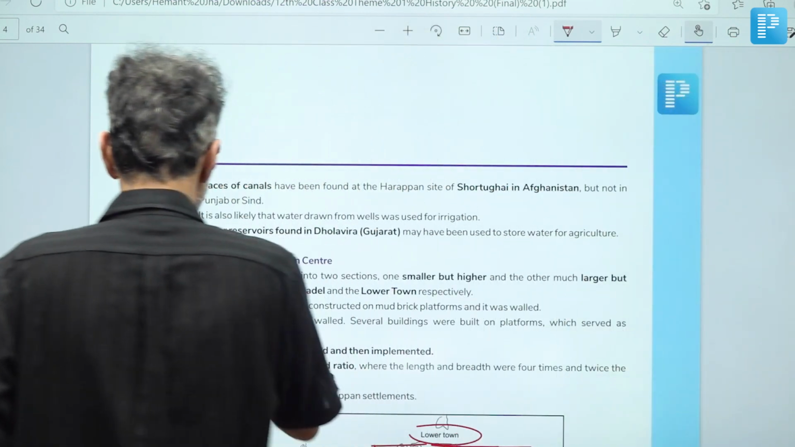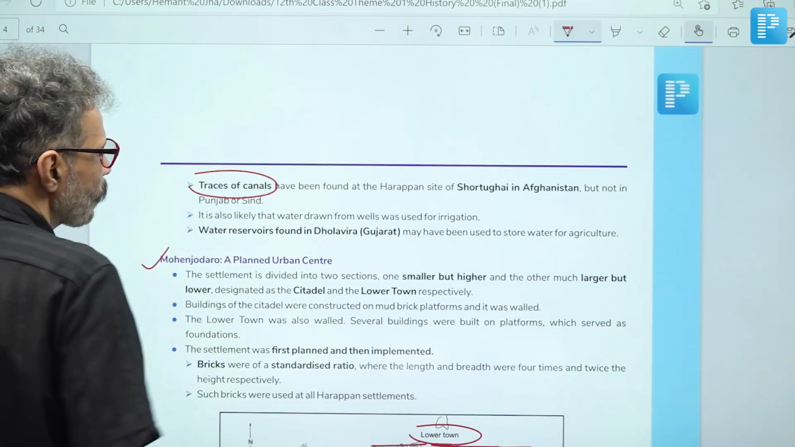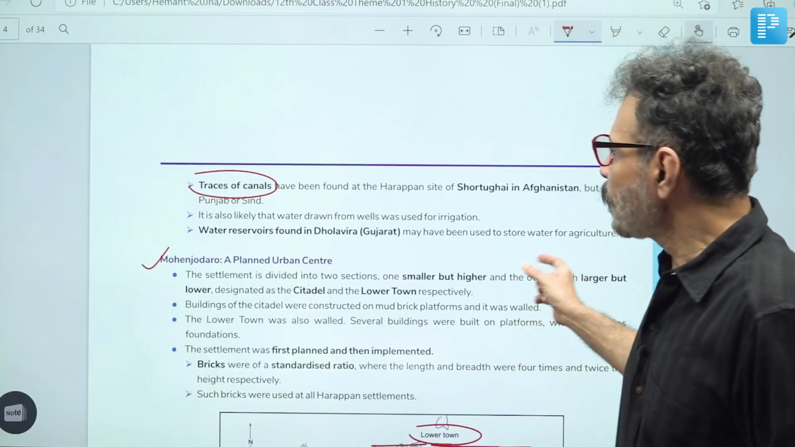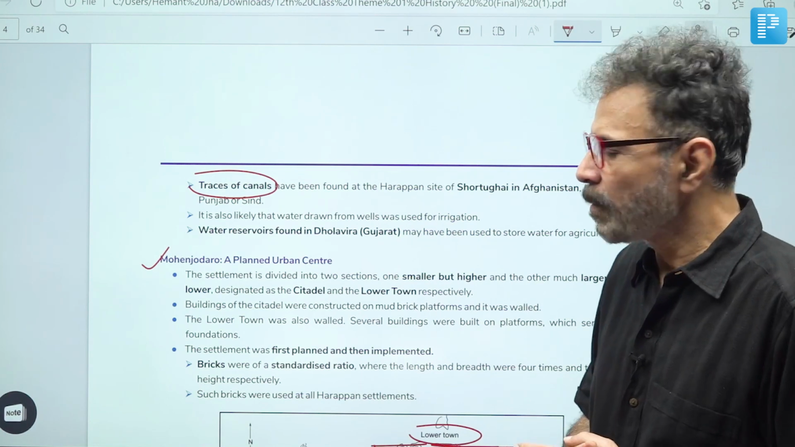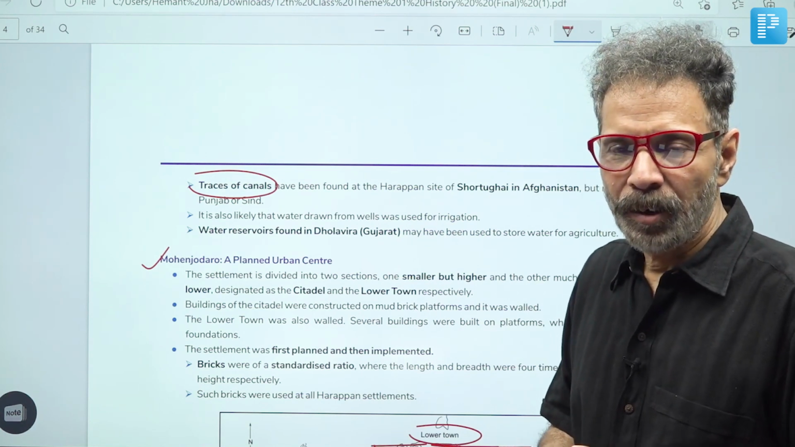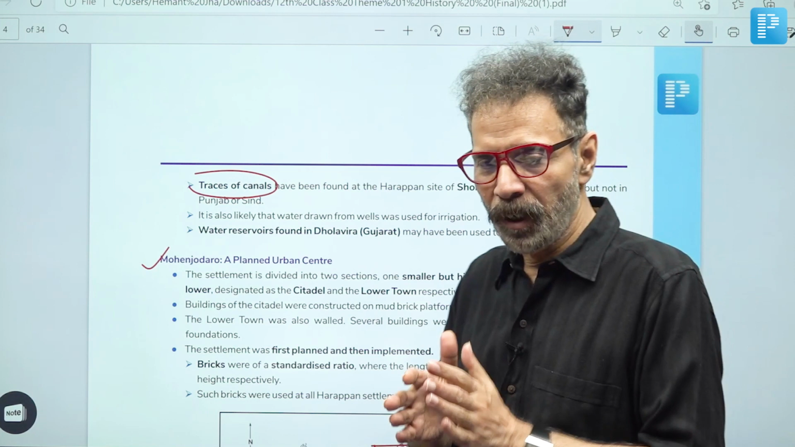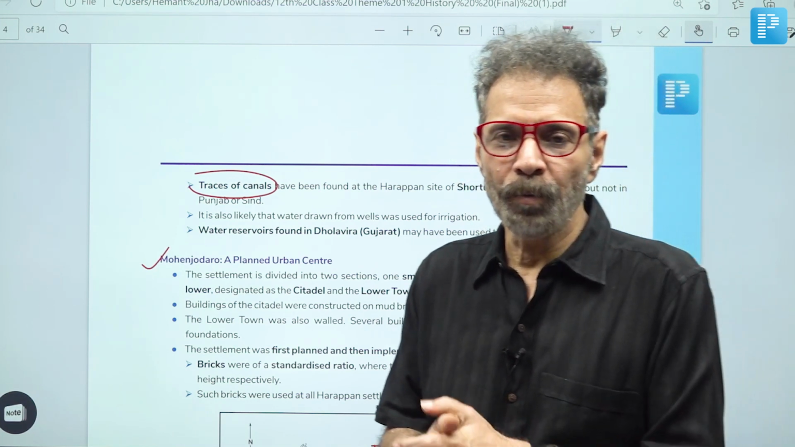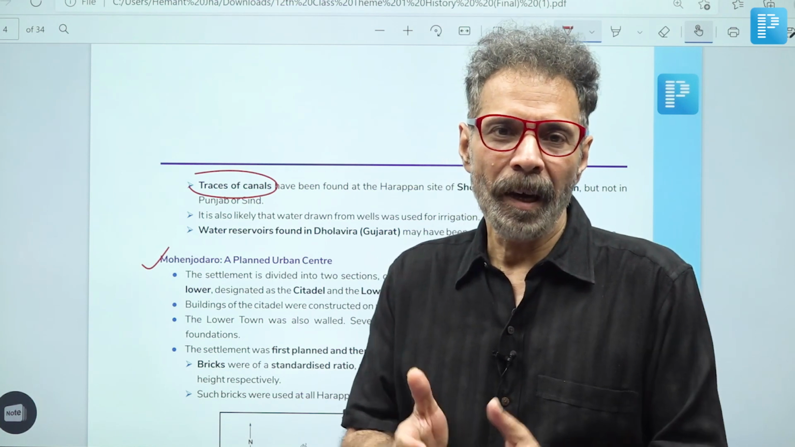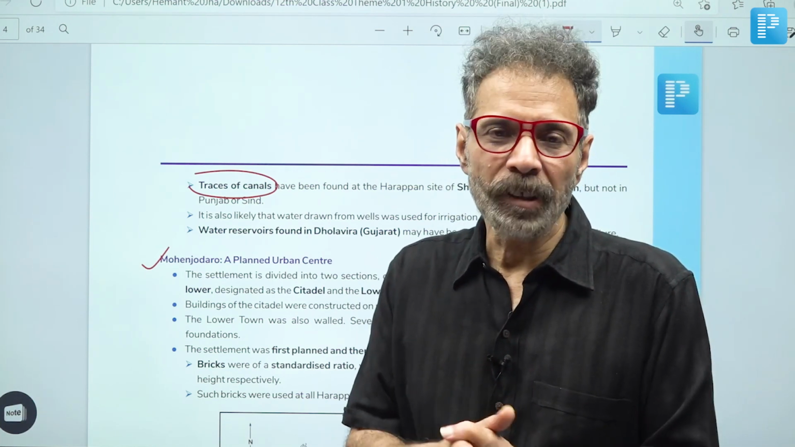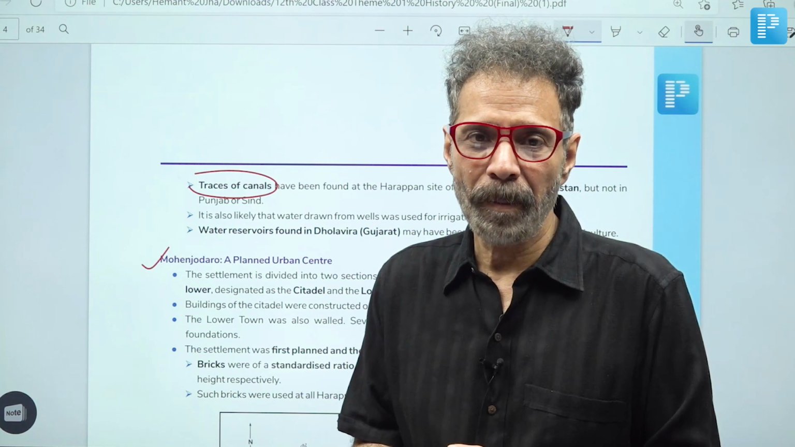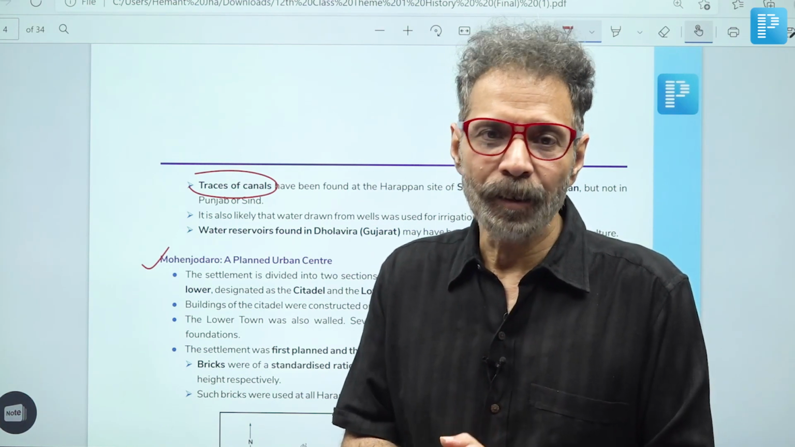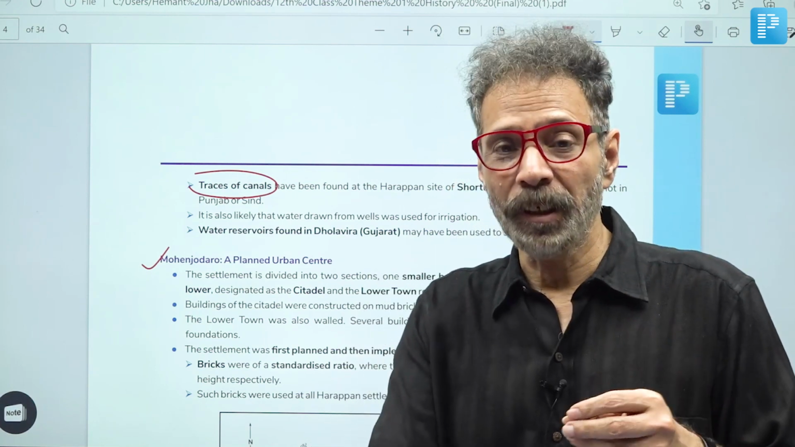Traces of canals have been found at the Harappan site of Shortughai in Afghanistan, but not in Punjab or Sindh. On the basis of the excavation, it is normally considered that the Indus Valley people normally used wells and dams. Traces of canals are very limited. And so this information becomes important.